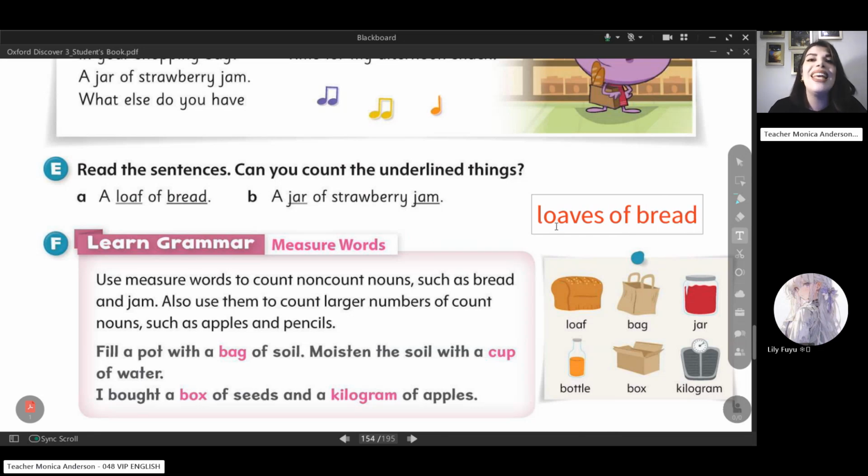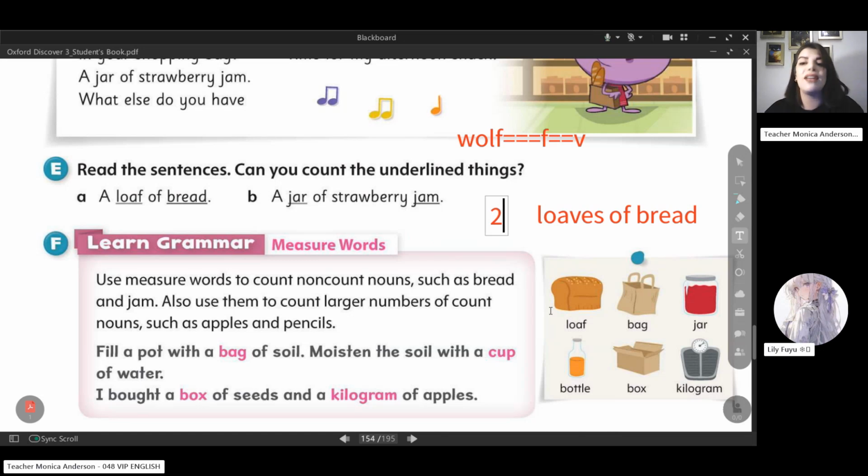You know that when a word like wolf ends in F and we want to make it plural, we need to change F to V: wolves, loaves of bread. But one loaf, two loaves, three loaves of bread. Bag, for example, bag of soil. For example, I don't say, please give me one soil. What is that? One bag of soil.